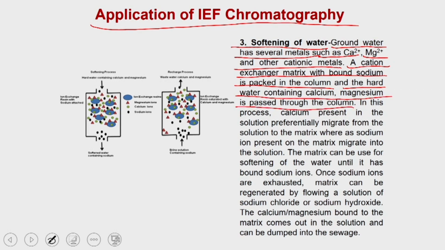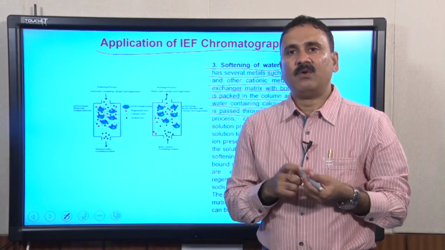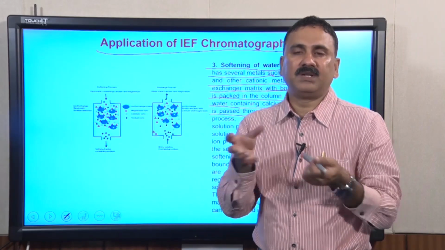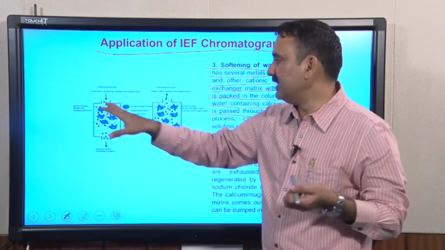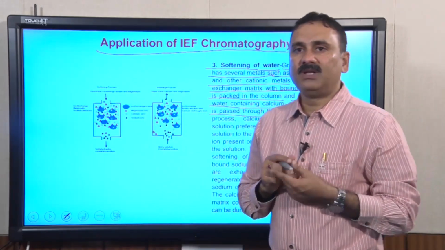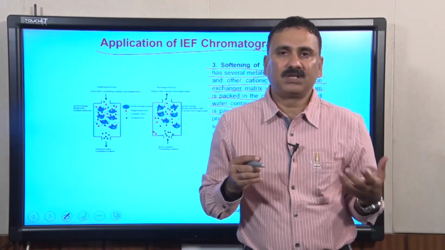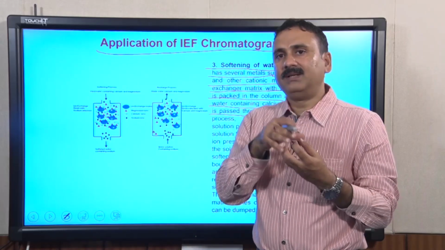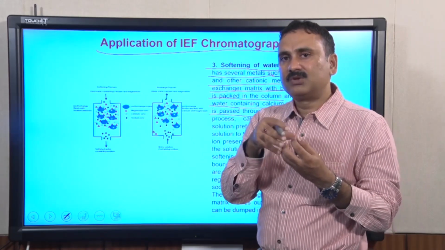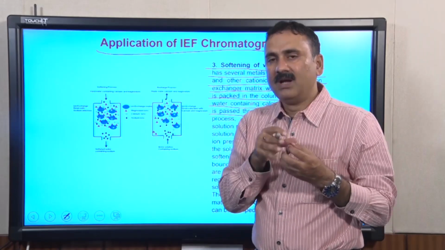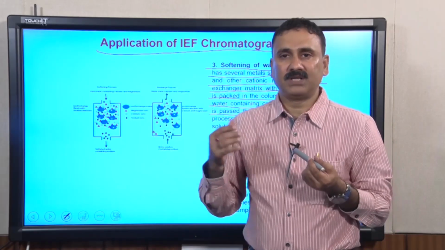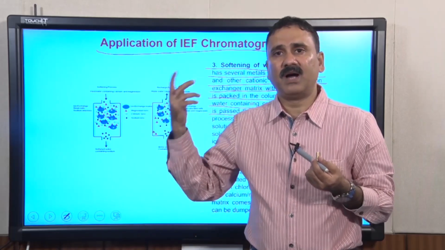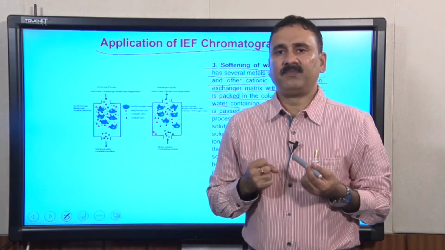So, these cartridges you might have seen in your home as well. When you buy an AquaGuard or some kind of water purification system, you will see that it has two chambers. In one of the chambers it contains beads, and these beads are cation exchange beads masked by sodium. So, the sodium is bound to the cation exchange beads, and when you flow the hard water, which contains calcium, magnesium, arsenic and all other kinds of heavy metals.